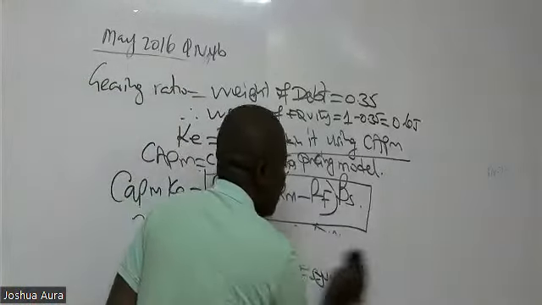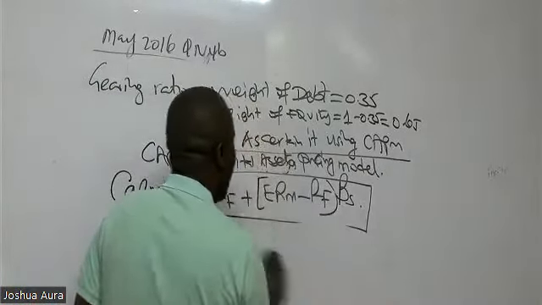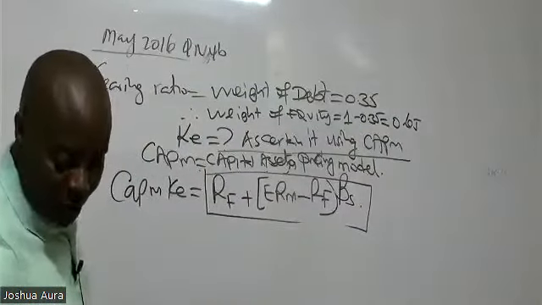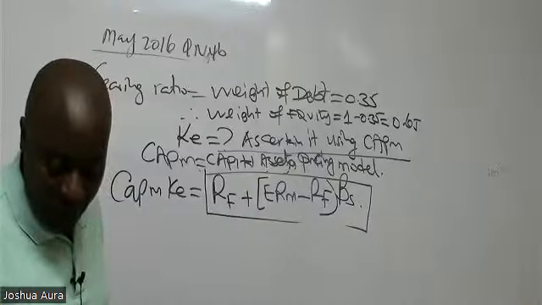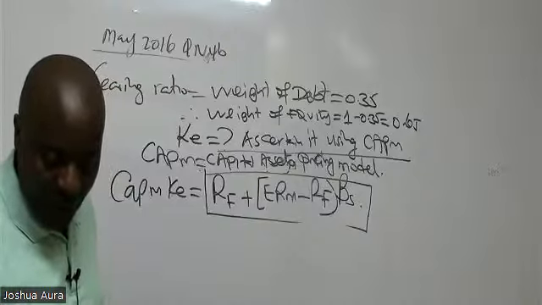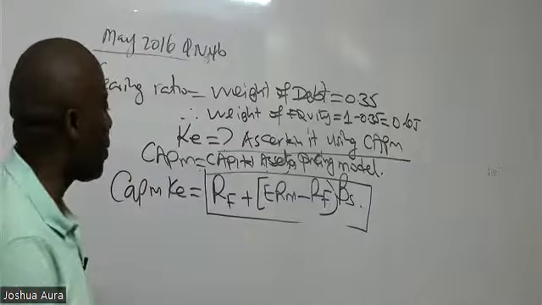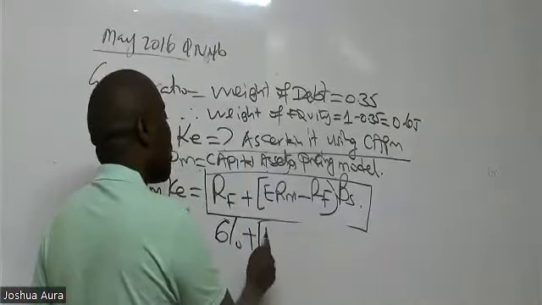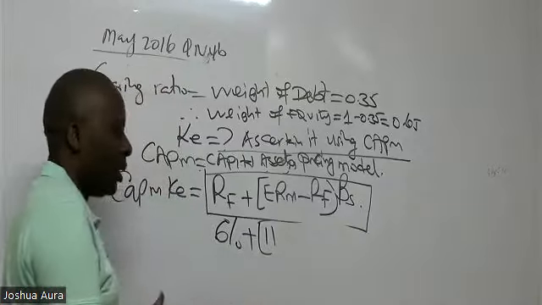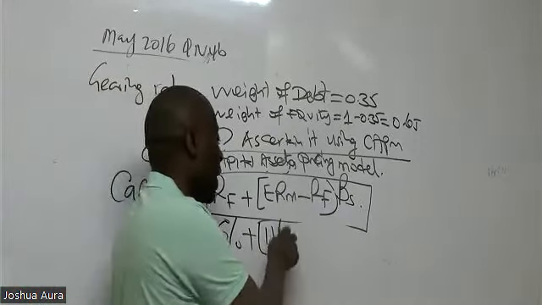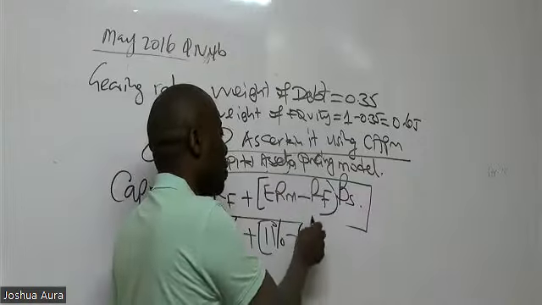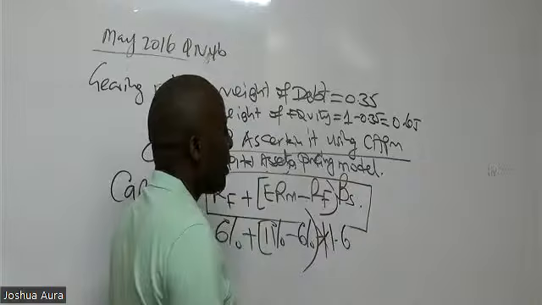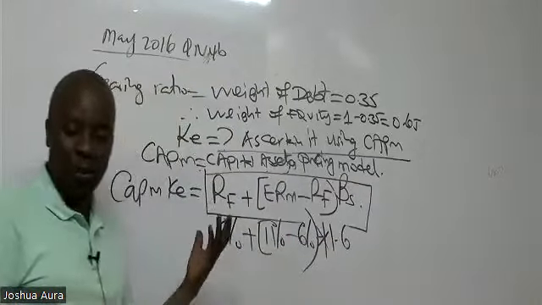The most important thing here is that they have already given us the risk-free rate of return in the last sentence. The risk-free rate of return is 6%. So 6% plus, they have also given me the market return. They've told me that the market return is 11%, minus this 6%, multiplied by beta, which was 1.6. So here you have to be very careful with BODMAS.